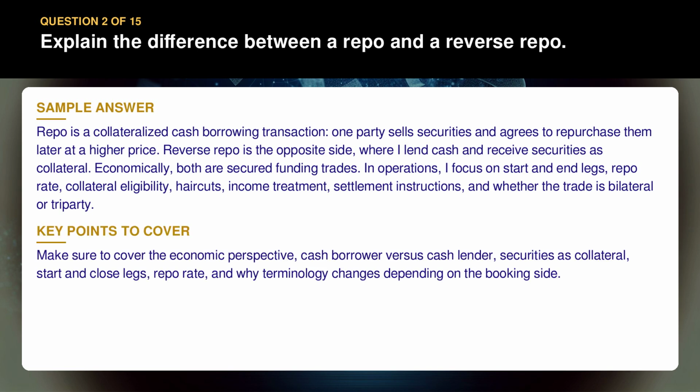Make sure to cover the economic perspective, cash borrower versus cash lender, securities as collateral, start and close legs, repo rate, and why terminology changes depending on the booking side.